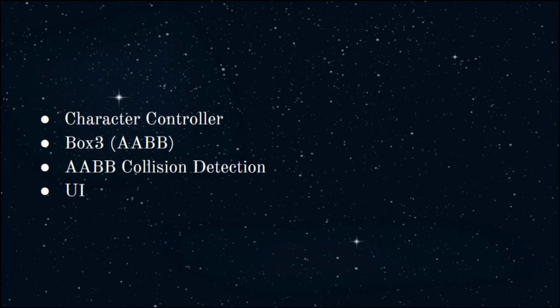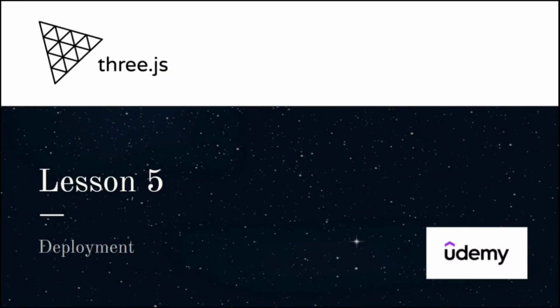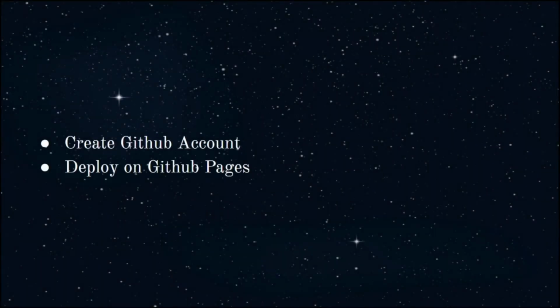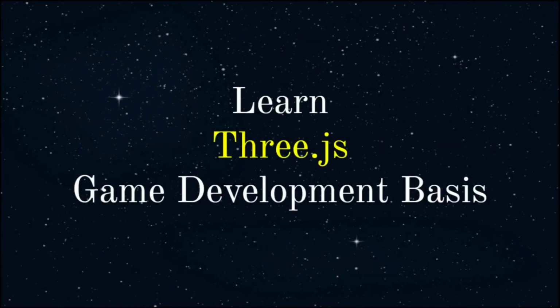In lesson number 5 we will deploy our project in a server. We will create a GitHub account and we will create the website that will contain our own 3D game made with JavaScript completely for free. Then you can show the whole world, your friends and family, your first 3D game created by yourself. It is gonna be awesome.